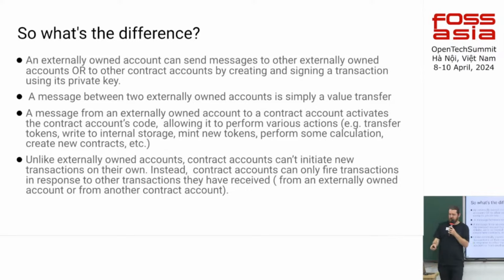And then a message from an externally owned account to a contract account activates the contract account code, allowing you to perform actions. So if there are variables or functions or some kind of business logic inside of the smart account, by initiating a transaction to it, I can execute those functions, which we'll get to in a little bit. So unlike externally owned accounts, contracts can't initiate new transactions on their own. So someone has to, on behalf of the smart account, initiate a transaction, right?